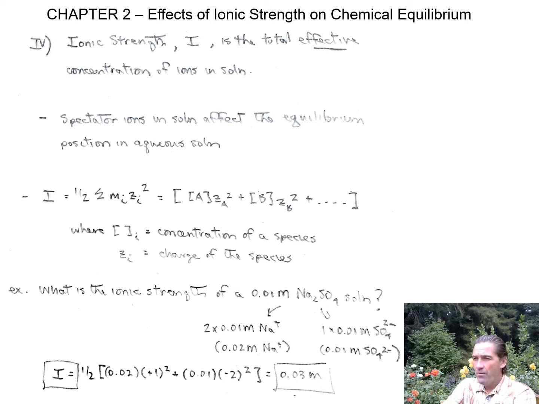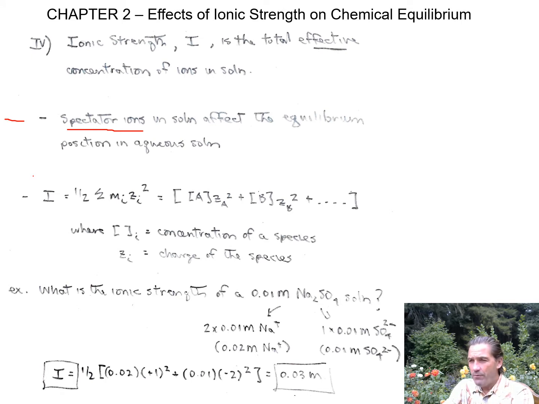And so what we're interested in is the spectator ions. We're not talking about the ions that are participating in some sort of equilibrium calculation. We're interested in all the other stuff. For example, if we're interested in a reaction in the ocean, we're interested in all the salt. So we're going to calculate the ionic strength of all the salt in the seawater, and that's going to help us understand our small little reaction.